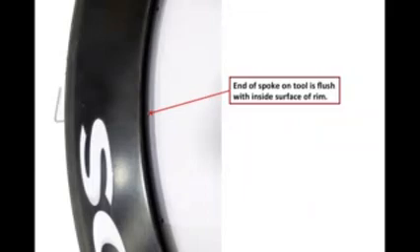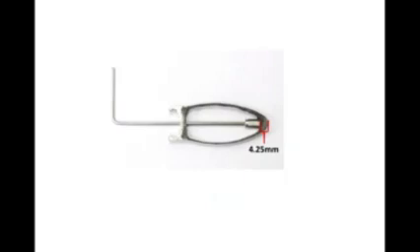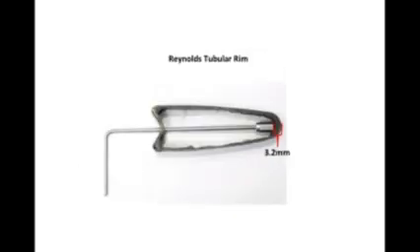And I've done that here with this little piece of Reynolds rim. You can see the end of the spoke right there, and it's flush with the inside surface of the rim. So I just use my caliper and I measure the spoke bed thickness of, in this case, 3.4 millimeters. Here's a section of rim that has a spoke bed thickness of 4.25 millimeters. Here is a section of a Reynolds tubular rim, and I've determined 3.2 millimeters.